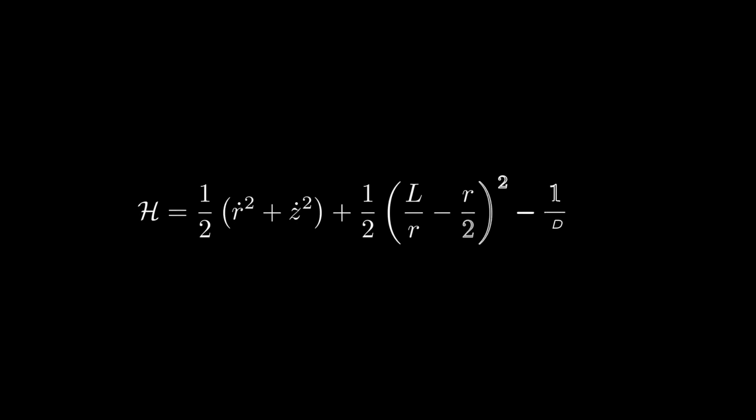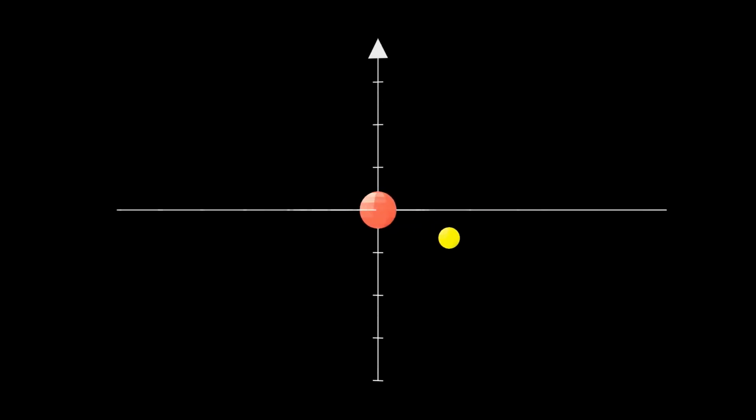Its Hamiltonian contains two constants of motion, an angular momentum L and a total energy h. Notice how it is also independent of theta. What this implies is that the system can be studied with just r and z, meaning that we can ignore all angular motion of the particle.